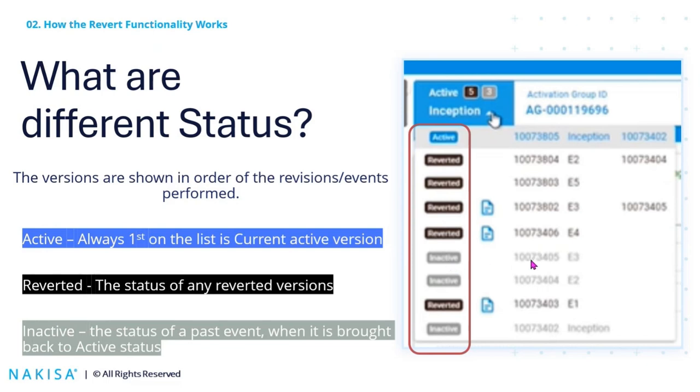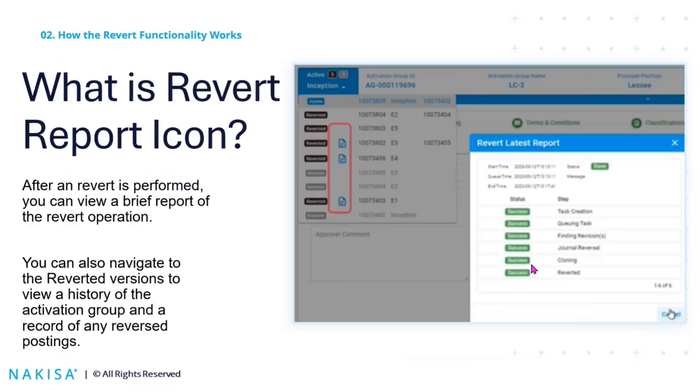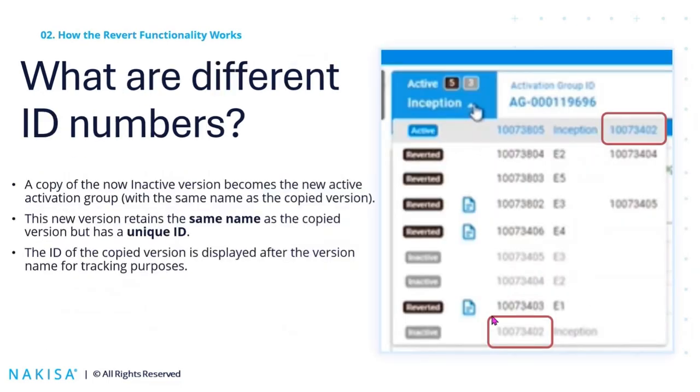Another thing to keep in mind is the IDs. So basically, what are the different ID numbers? They are there to help the user identify versions. A copy of the now inactive version becomes the new active version, in a new activation group. So the name is kept identical so the user can easily identify it, and what changes is the unique ID.